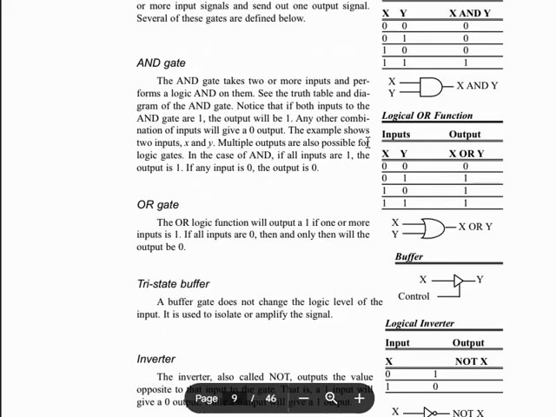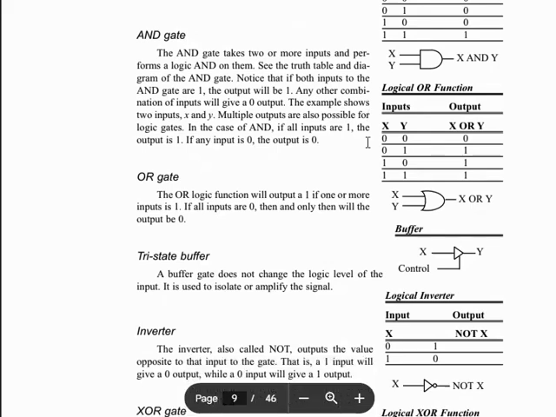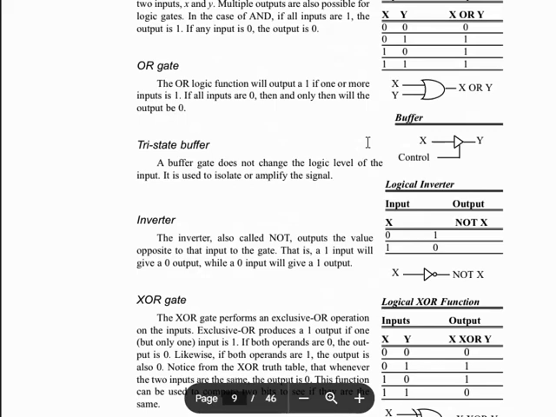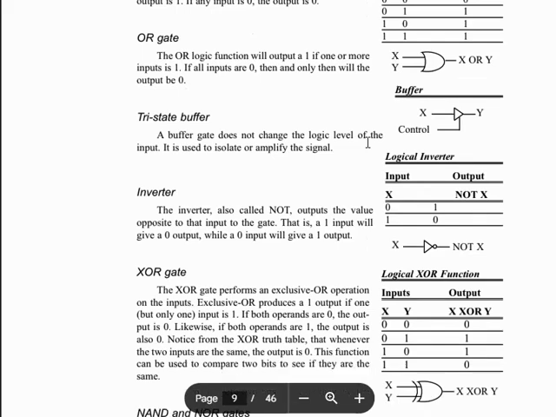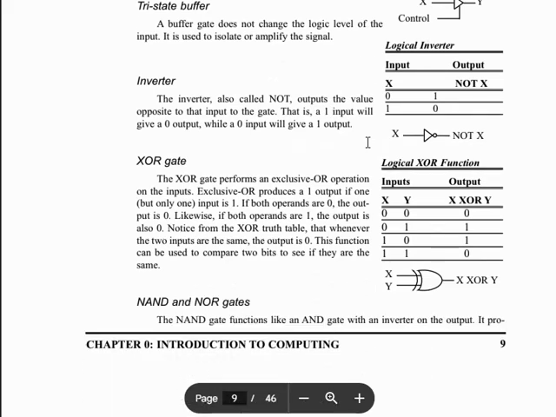Tri-state buffer, like a buffer, does not change the logic of an input. It is used to isolate or amplify whatever signal we get. It simply amplifies it to high or low or high impedance. Inverter we call a NOT gate. In simple words, it means whatever the input is, it is going to just opposite it. XOR gate is an exclusive OR operation on the inputs.